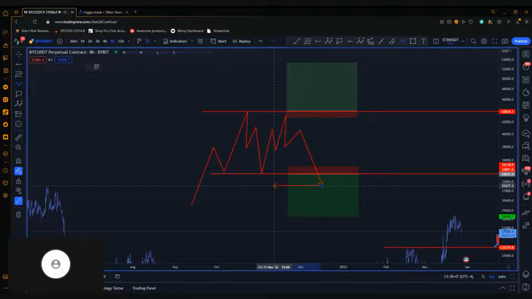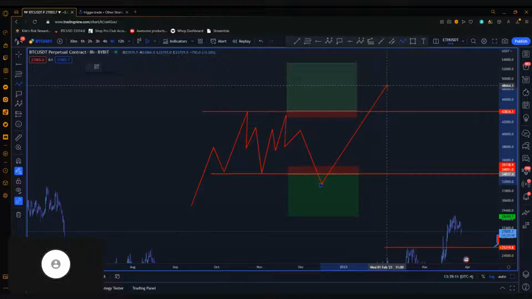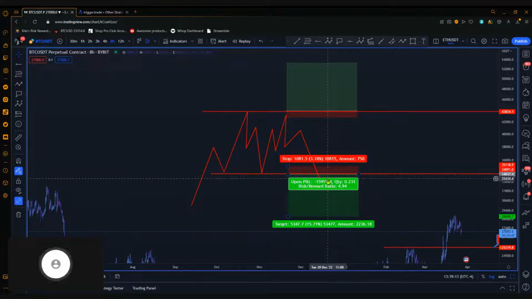What ends up happening when that does happen is that you get an accelerated movement in the opposite direction, because if you're in shorts and you're forced to get out of your shorts, what do you have to do? You have to buy back into those positions. So basically, you're buying back BTC, or you're buying back to get out of your positions, forcing price to go even further to the upside. Right? Vice versa for the opposite scenario.